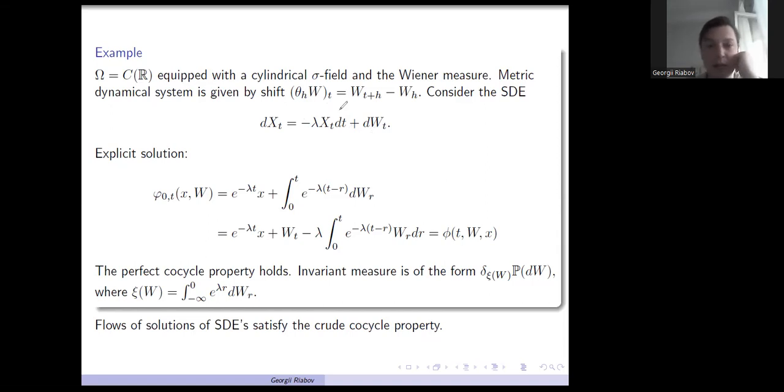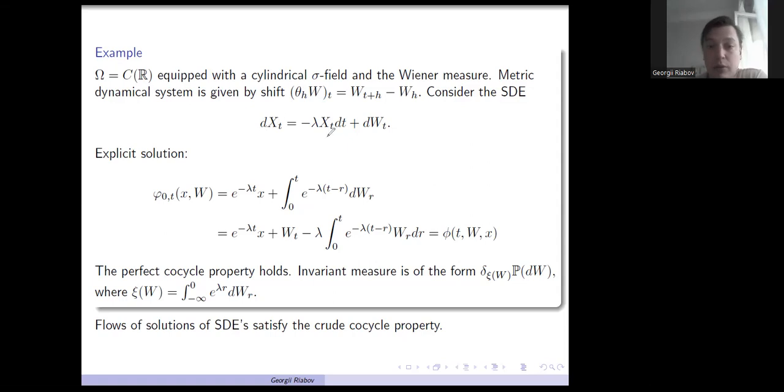Let's consider it on the classical Wiener space. So the probability space is the space of continuous functions with a cylindrical sigma field and Wiener measure. On this space, we have a shift that preserves the Wiener measure. Moreover, this shift is even continuous in t and W. So it is indeed a measurable group of measure preserving transformations.